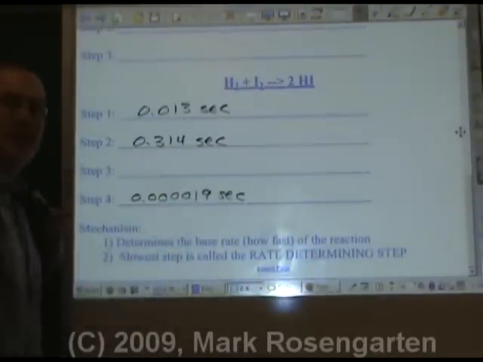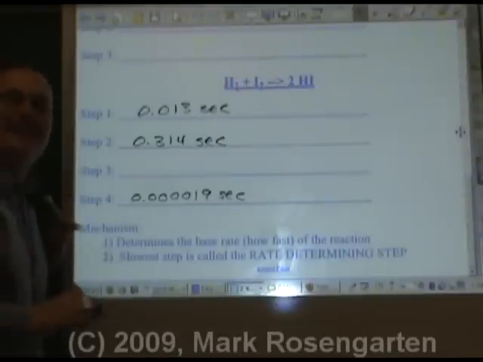How do we eliminate steps? That's the job of a catalyst, but I can't tell you that yet. You'll have to watch the next video.